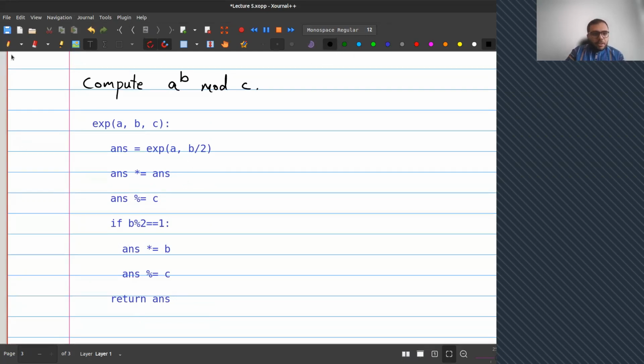Now, why do I do it like this? Because this would, of course, decrease the number of multiplications that I have. This would make sure that I only have to do log B multiplications. Because every time I go from B to B over 2, I'm just doing 2 multiplications here at most. So this is much faster than just calculating A to the power of B naively by just multiplying A by itself B times.